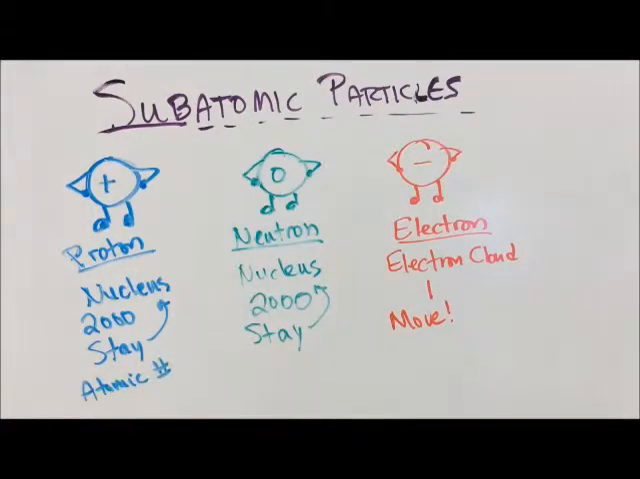The proton is found by the atomic number of the atom, which we're going to get to, and it gives the atom its identity. So if an atom has 5 protons, then it's boron. That's just what it is.